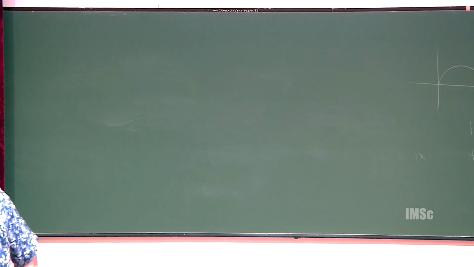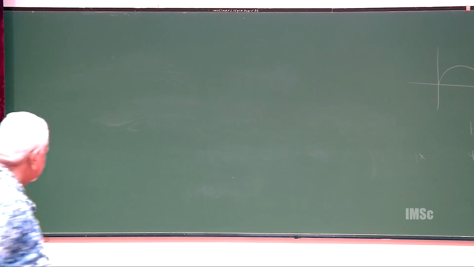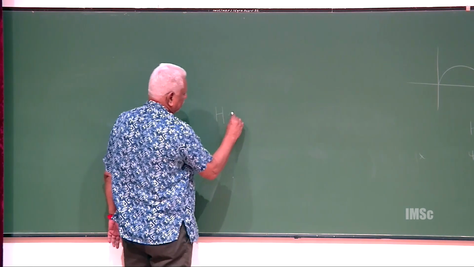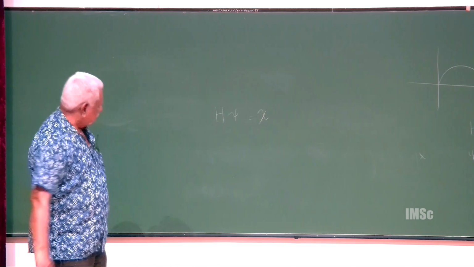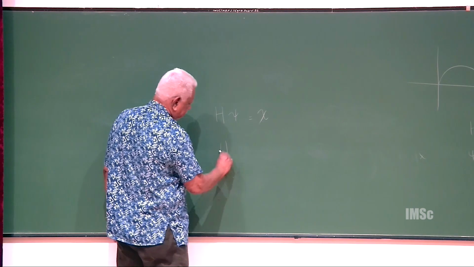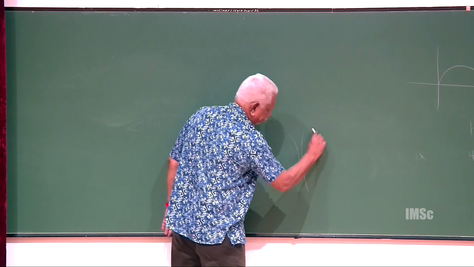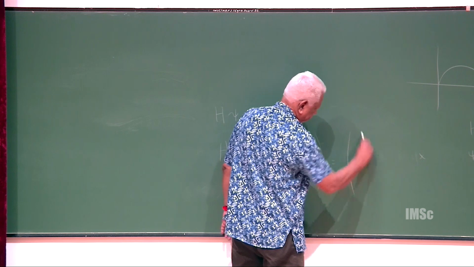No, H psi is chi. Psi star H is also only chi star by definition, right? So, this is the Hermitian conjugate. H psi is chi. You agree with that? Which means H is some matrix, psi is this column. So, this will give me a column. This is your chi.